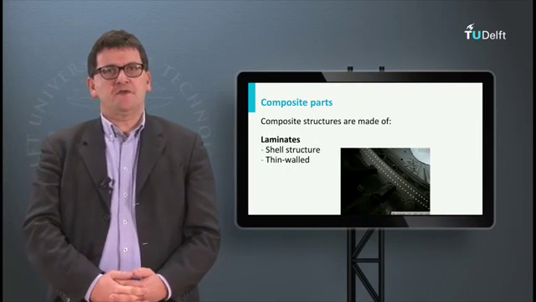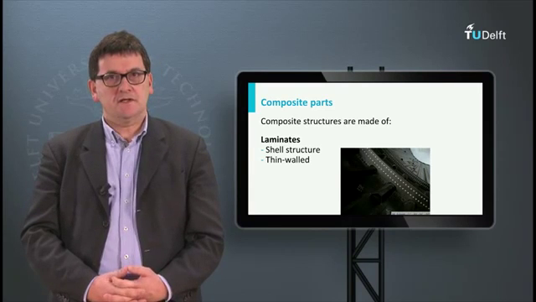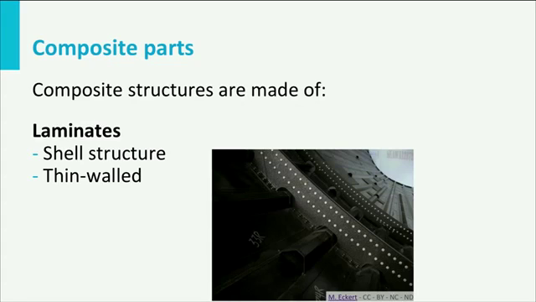In composite structures we see two main material concepts: laminates and sandwiches. Laminates are made of multiple composite layers stacked together. The final thickness of such a laminate is usually small, in the order of a few millimeters.